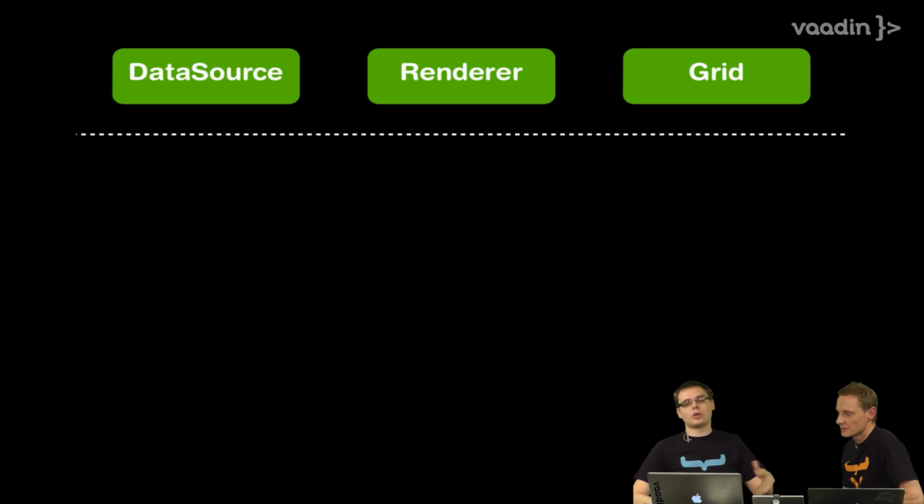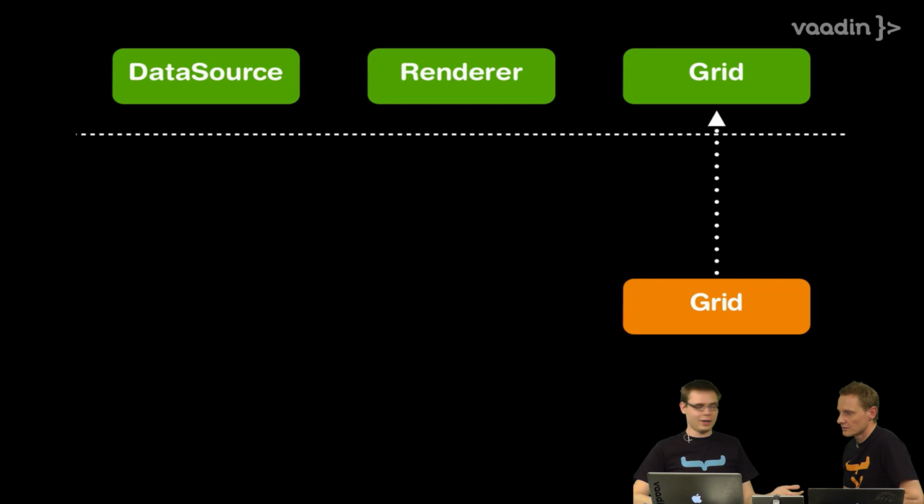So the first step here is that we have a grid on the server as well, a grid class, that talks with the client-side grid. There's only configuration saying that we have this many columns, this column has this renderer, this column has this height, we have this kind of selection mode enabled, and that kind of stuff. Some metadata basically: configuration and metadata.